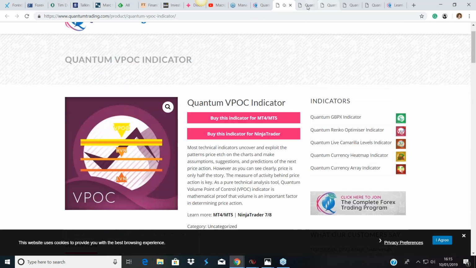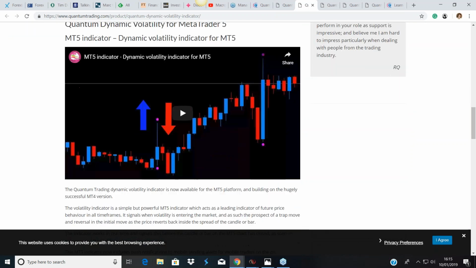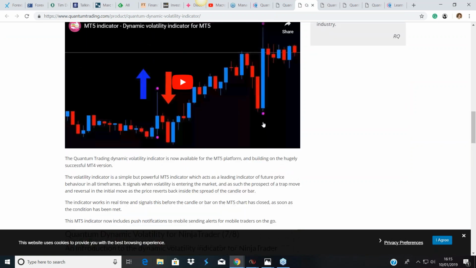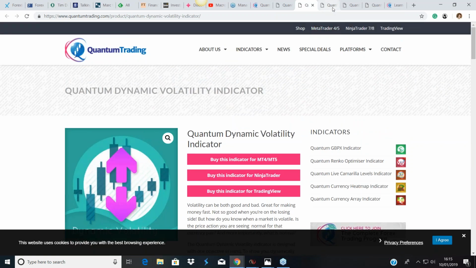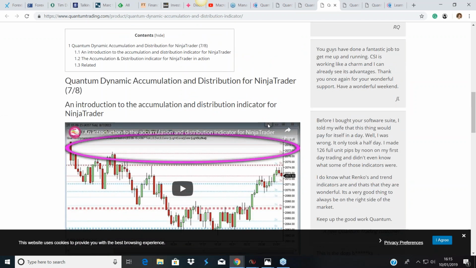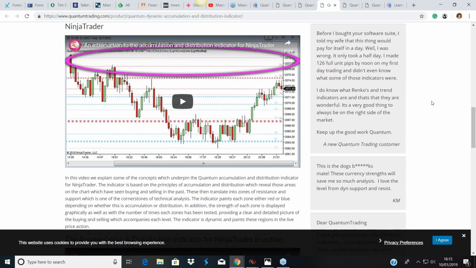So that's the VPOC I've got here. I've got the volatility indicator. Again, lots of lovely videos to explain, and these are all shot in real time as well. David has done all the commentary for these, explaining how you can use them and what the benefits are for you. This is the accumulation and distribution, which is only on Ninja. The equivalent on MT4/5 is just support and resistance. It's slightly different to them.